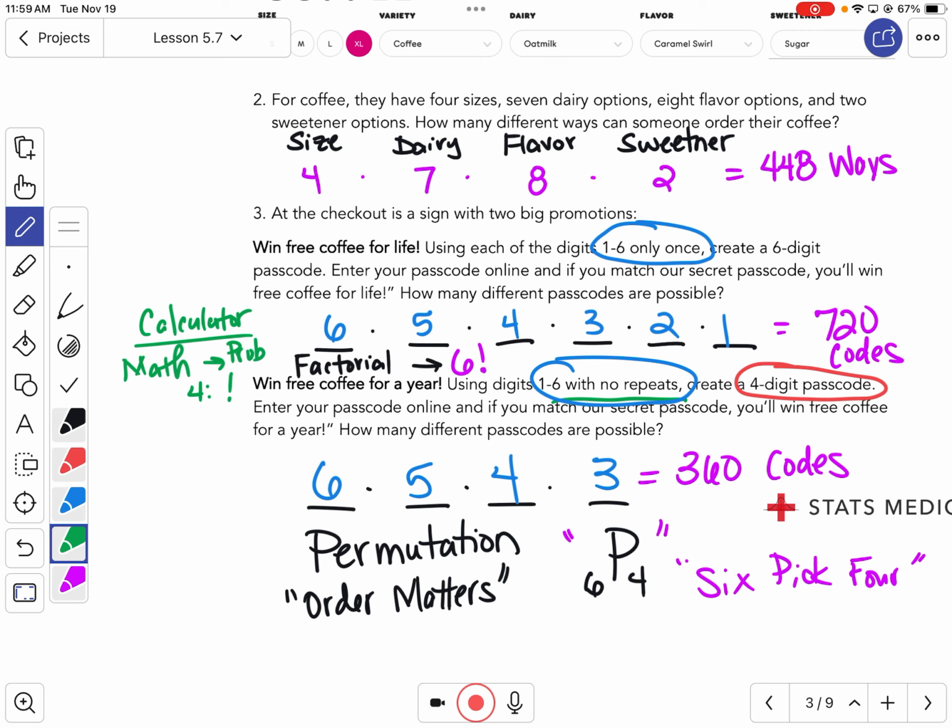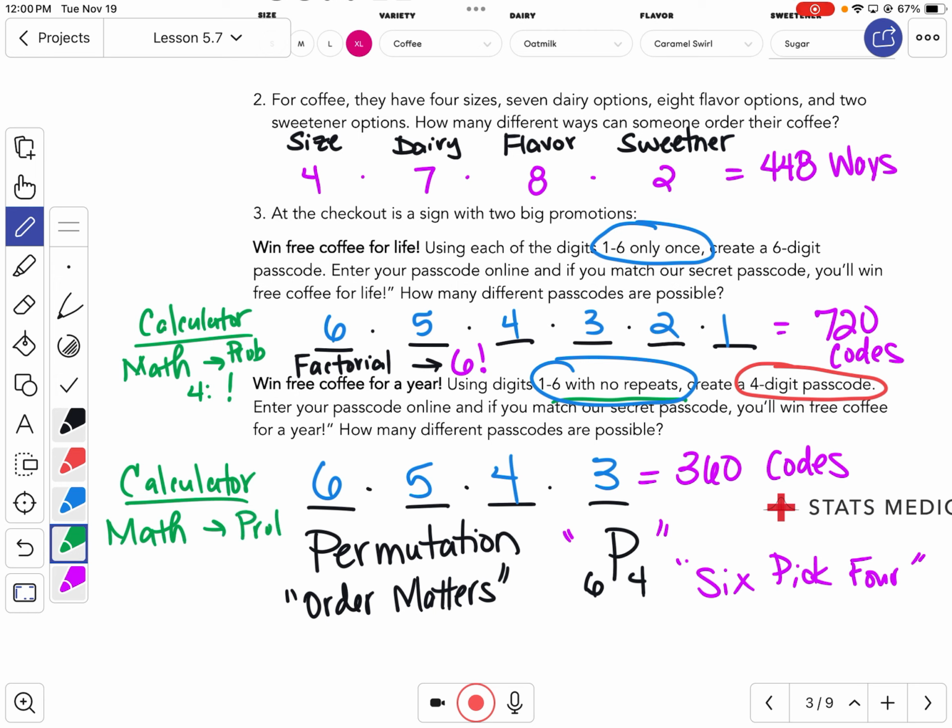There is a button on your calculator that'll let you do those, which is really cool. Multiplying 6, 5, 4, 3 is not hard. We could just type it in. But if I have 75 things and I wanted to pick 60 of them, I would want to use my calculator.